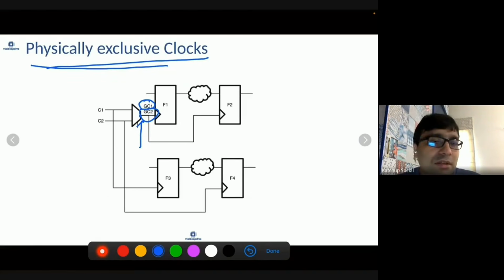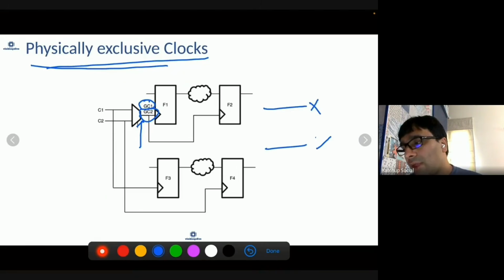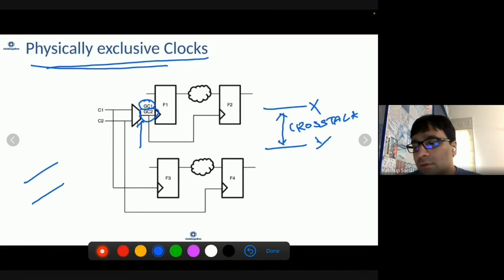What is the difference then between saying something is logically exclusive or physically exclusive? Logically exclusive means that clocks can exist together, just that the selection is different. Physically exclusive clocks cannot be present together. So if you have two clocks, X and Y, and they're physically exclusive, only one will be present. Since both cannot be present at the same time, there is no possibility of crosstalk between those two clocks, because when one is present, the other won't be. So physically exclusive clocks will not have any crosstalk. If the clocks were logically exclusive, the crosstalk will be there.